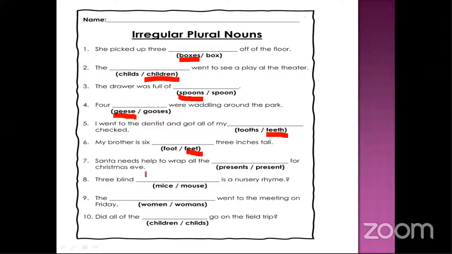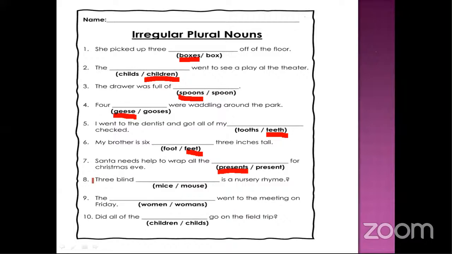Number 7. Santa needs help to wrap all the blank. Wrap means pack all the presents for Christmas Eve. So what is the correct answer? All the presents.